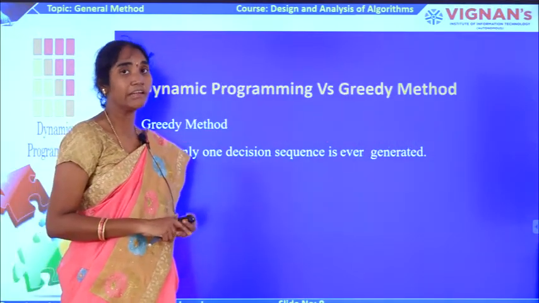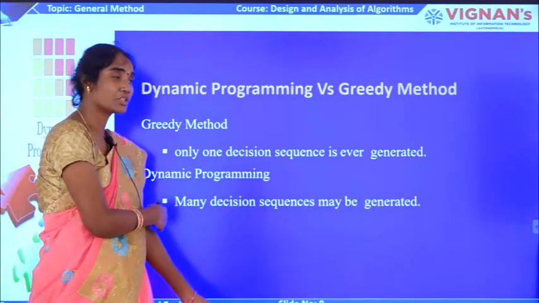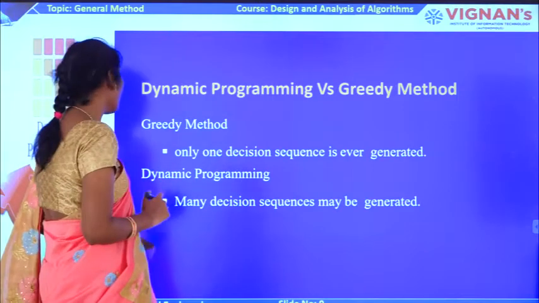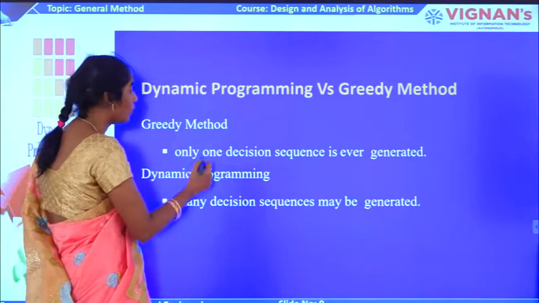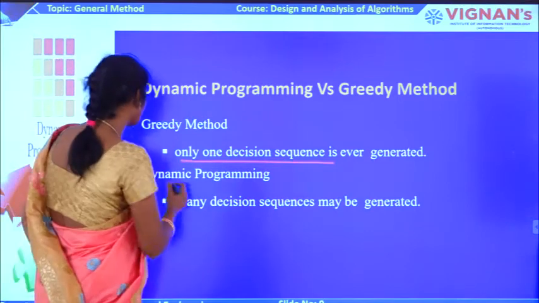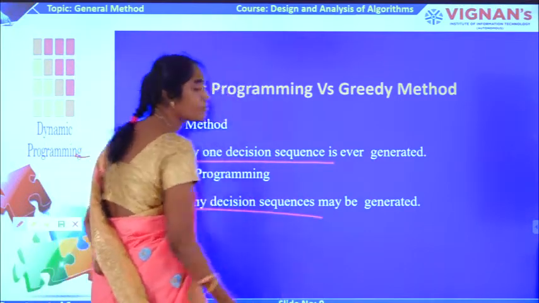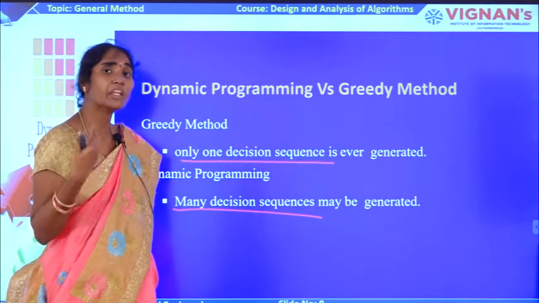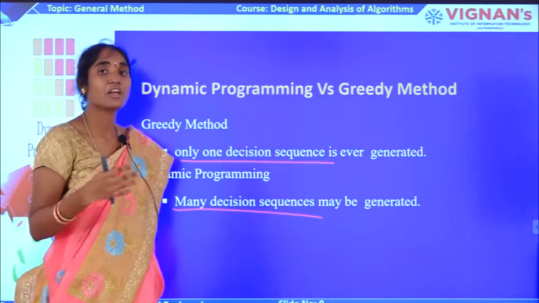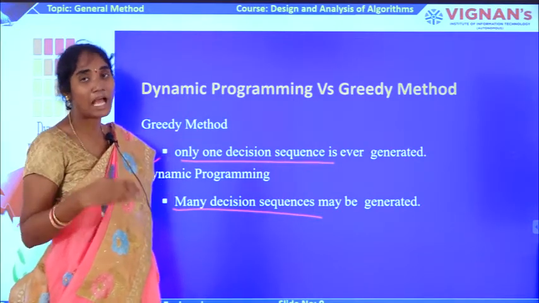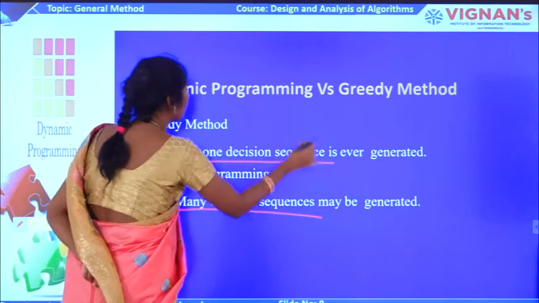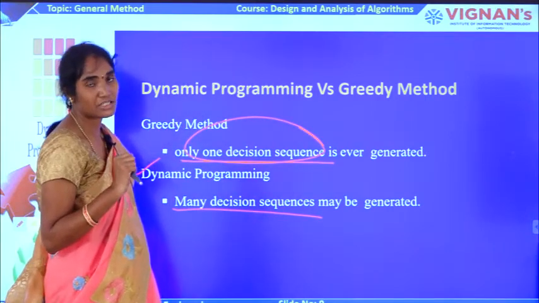Dynamic programming versus greedy approach. As you have already seen the greedy approach, I am just giving you the basic difference between dynamic and greedy approach. In the greedy method, only one decision sequence is ever generated. Whereas in dynamic programming, many decision sequences may be generated, either in this path or that path, so we will have a number of decision sequences. In the greedy approach, we will have only one decision sequence.